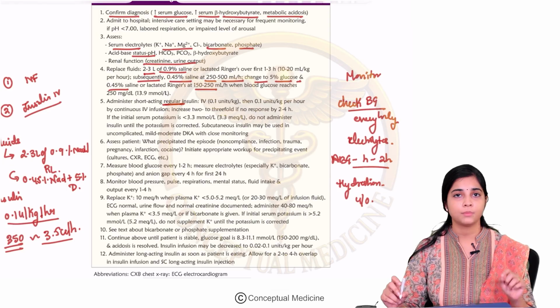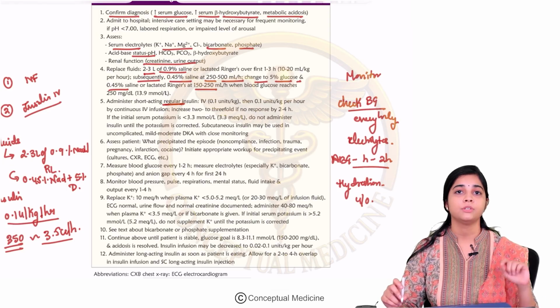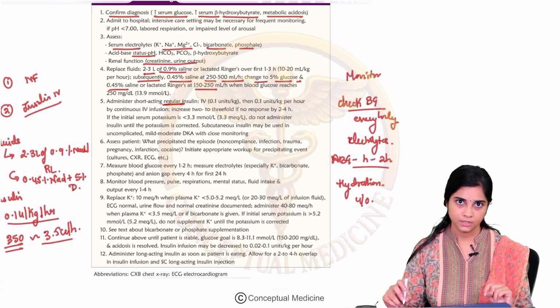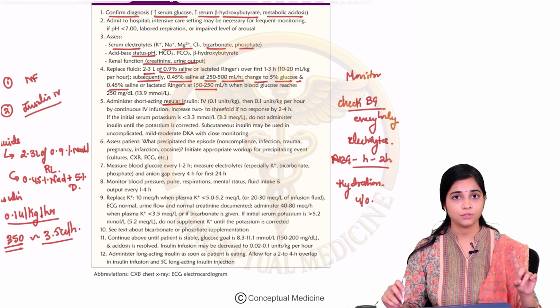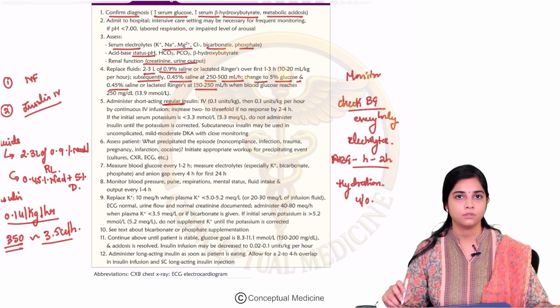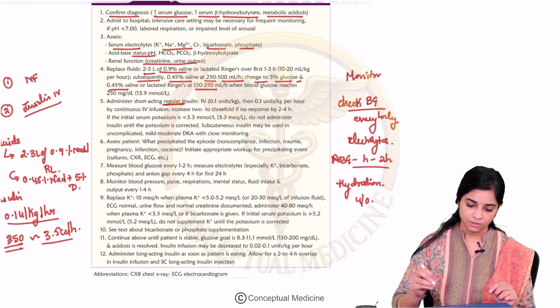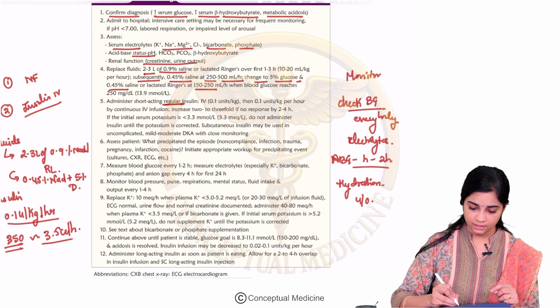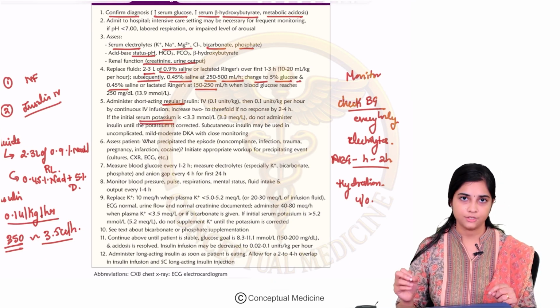Okay, so this is about how you initiate the treatment and how you monitor the patient once you have diagnosed your patient with DKA. The salient feature is the insulin. We give IV insulin, not subcutaneous insulin. Now, an important point in the management of DKA is your serum potassium.